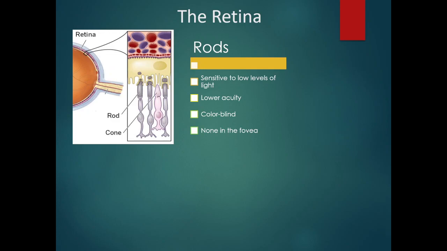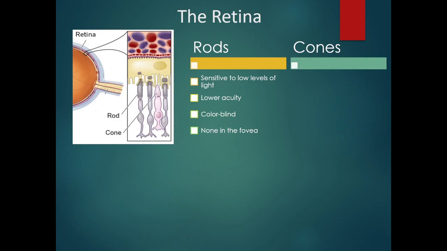There are no rods in your fovea. The point of fixation does not have those black and white receptors. So you're going to be getting all of the information about contours or like outlining on something that's in black and things like that. You're going to tend to get that from your rods that are outside of the fovea.